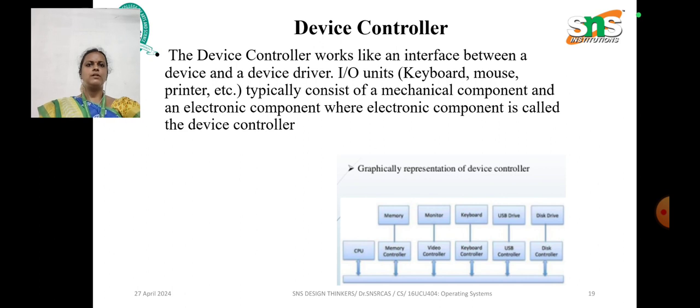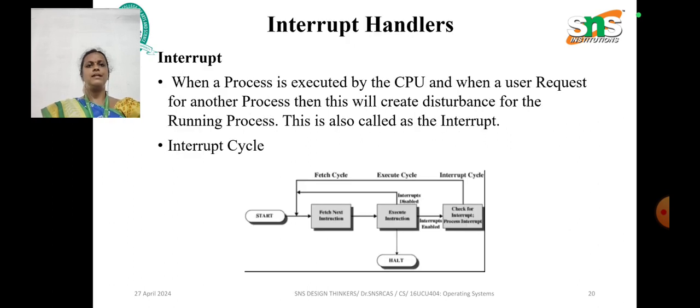Device controller. The device controller works like an interface between device and the device driver. Input-output units such as keyboard, mouse, printer, etc. typically consist of mechanical component and an electronic component, where electronic component is called the device controller. Next one is the interrupt handler. Interrupt is when a process is executed by CPU and when the user requests for another process, then this will create disturbance for the running process. This is called as interrupt.